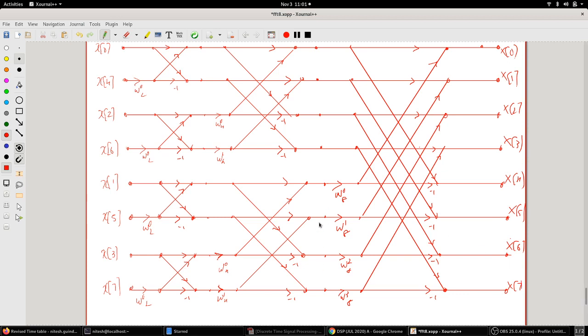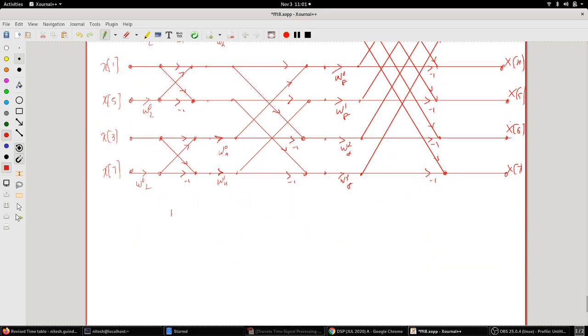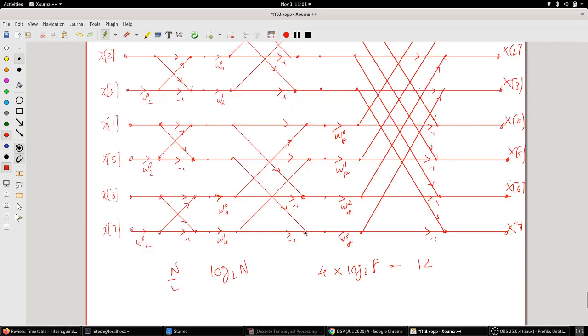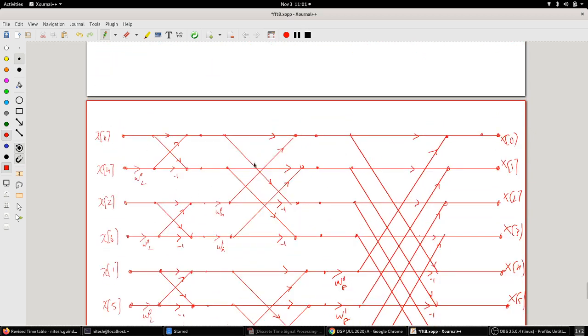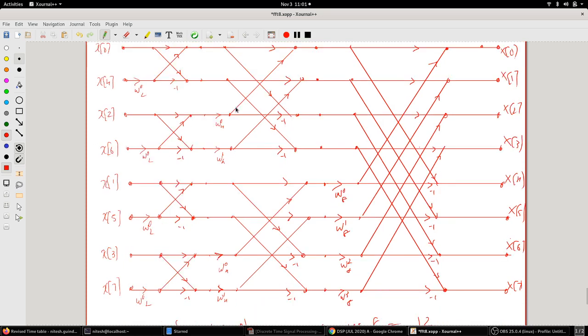If you see the total number of complex multiplications, 1 2 3 4, 1 2 3 4 and 1 2 3 4. So now 4 computations per stage. So it's n by 2, which is 4, into the number of stages, log 2 of n. It's 4 into log 2 of 8. So it is 12, right? 12 complex multiplications here. So this is how you can generate your structure. If you fill in the values here, you can then go ahead and solve this. Okay.